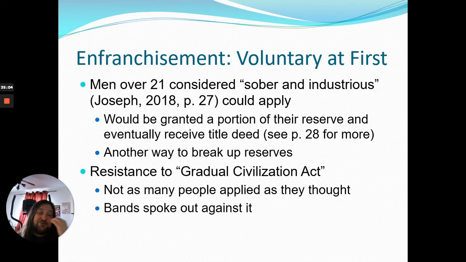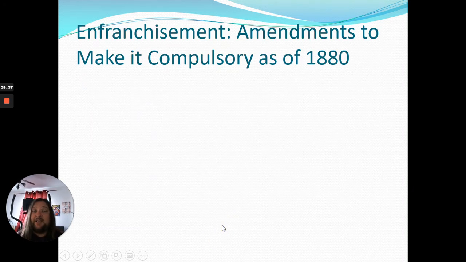And so there was this part of the Indian Act here that Bob Joseph refers to as the Gradual Civilization Act, which was this kind of plot to enfranchise as many people as possible and remove status from more people. But they were surprised, like not as many people applied as they thought. They thought people would be jumping all over this, but hardly anybody did. And bands actually spoke out against it and resisted it through different means that you can read about in the book. So eventually, in 1880, they made more amendments.